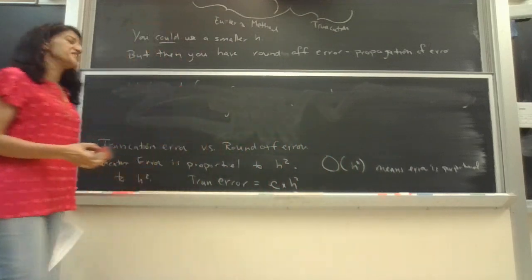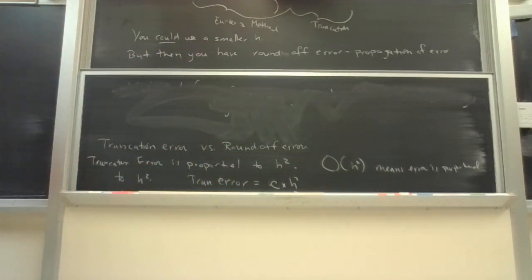Because technically, then you could just do Euler's method, you wouldn't need to teach any other methods, and everybody could choose their h really small. It just doesn't work.